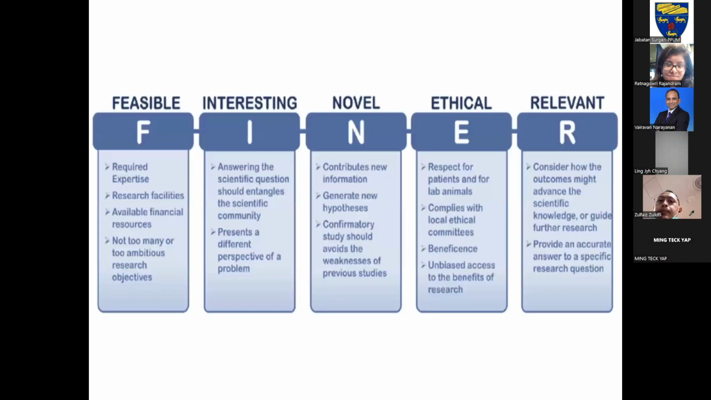To assess a good research question, I've presented this to you all before, but to assess a good research question, you can use the FINER criteria. The FINER criteria is very simple. F for feasibility, I for interesting, N for novel, E for ethical, R for relevant. So you look at your research question and see, is it a feasible research? Is it interesting? Is it new? Is it ethical? Is it relevant?